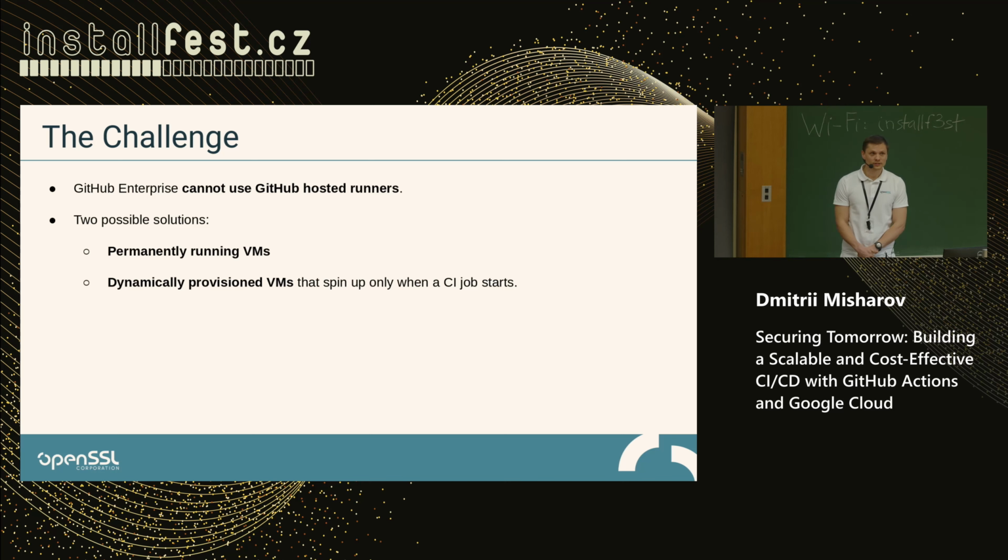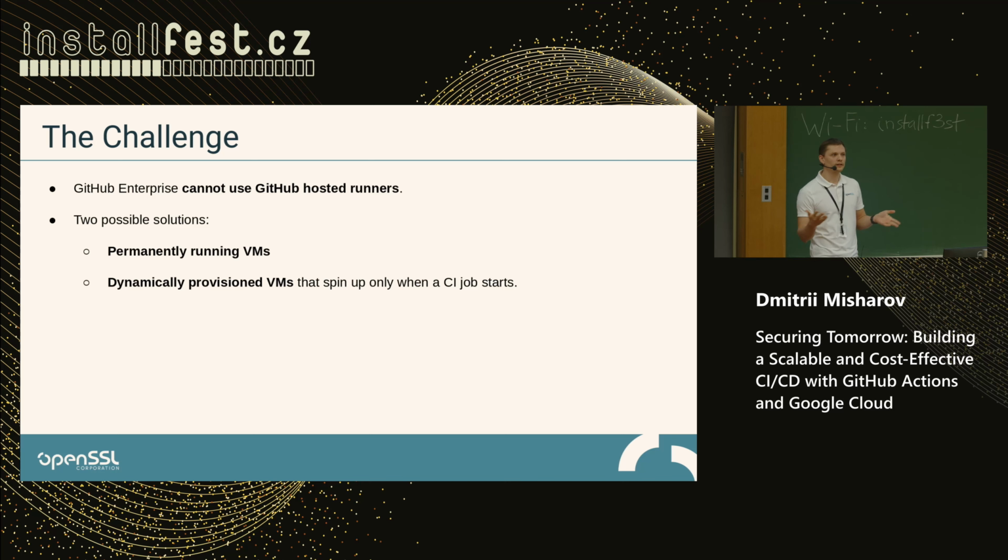The problem was that GitHub Enterprise cannot use GitHub-hosted runners. That was a bigger problem, so we could not just flip a switch and use GitHub-hosted runners. No, it doesn't work like that, but what does work is that GitHub allows you to provision your own runners, which they call self-hosted runners, on your infrastructure to run CI jobs. And there are basically two possible ways to provision these runners.